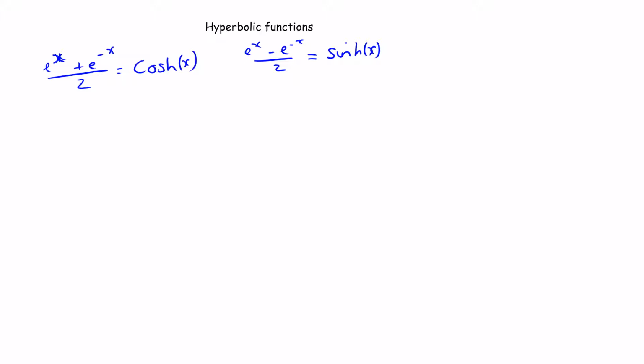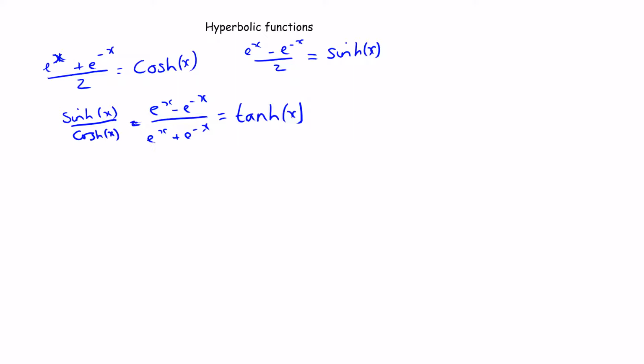Now, we can derive a third hyperbolic function very easily. So if we take sinh of x and divide it by cosh of x, that will give us e to the x minus e to the negative x over e to the x plus e to the negative x. The 2's will cancel, and we call this one tanh, which is the hyperbolic tan, if you hadn't already guessed.